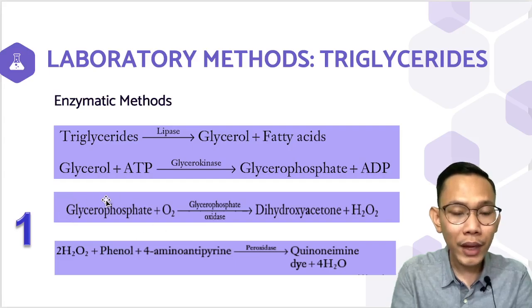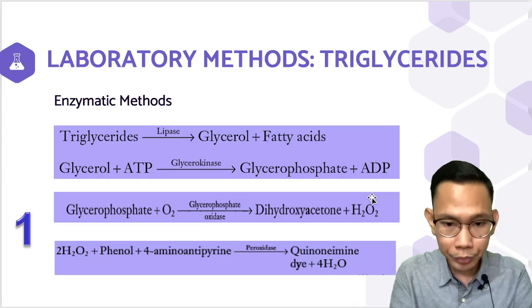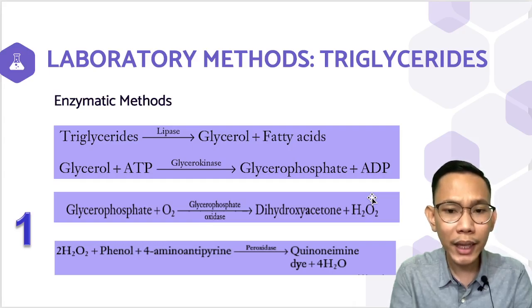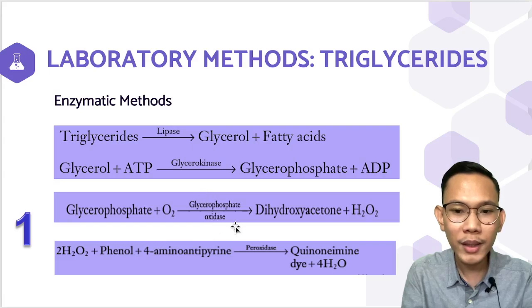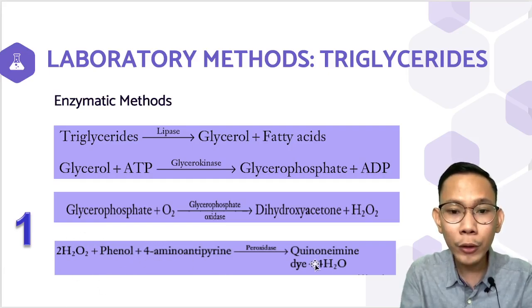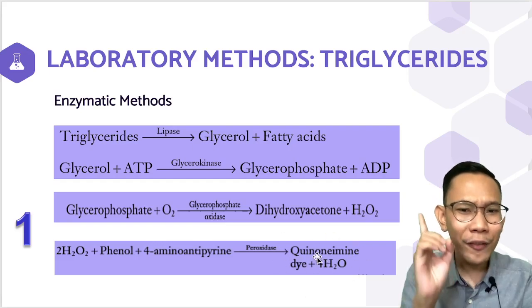Your glycerophosphate is then oxidized to dihydroxyacetone, and then your hydrogen peroxide in a glycerophosphate oxidase will be catalyzed. Again, kinuha natin yung glycerophosphate, we added oxygen. By the action of glycerophosphate oxidase, we form this product. And then, your hydrogen peroxide will be acted on by this reagent, forming now by the action of your peroxidase, your color dye complex. So that's the first enzymatic method.